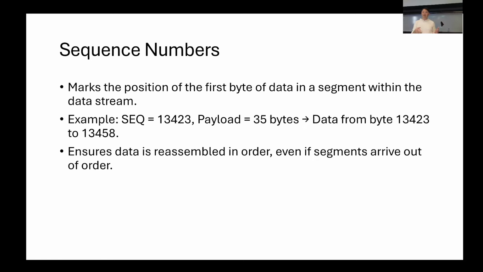I think this is the data transmission exchange phase. If the packet has a payload, which is data to send, 35 bytes, you should add this length to the sequence number. So that's going to be 13458. Okay, like this.